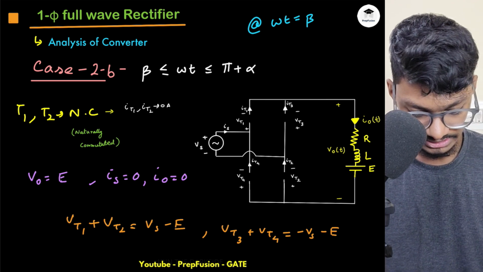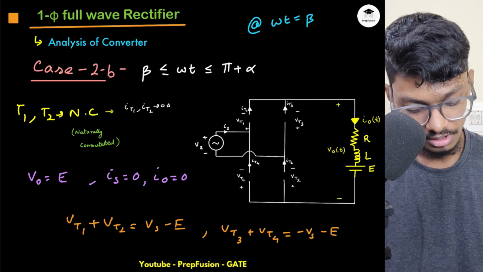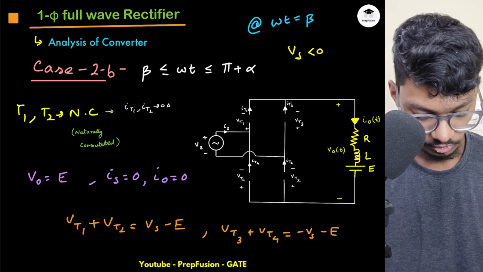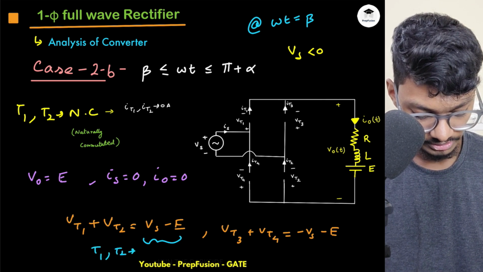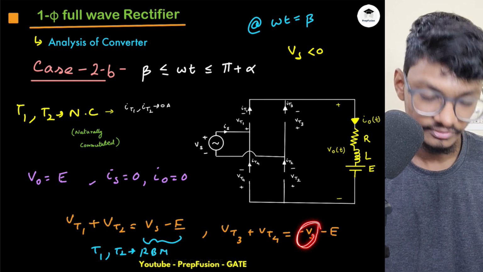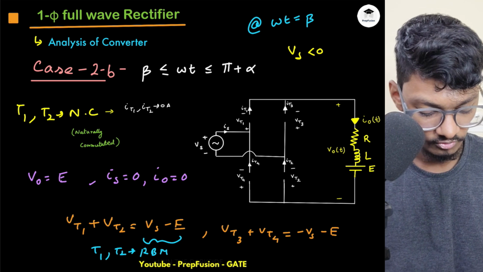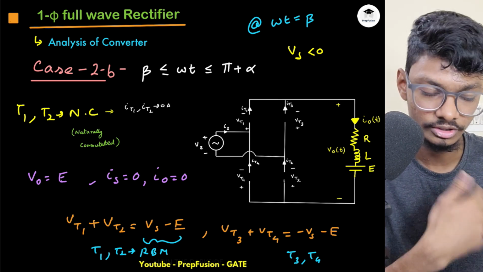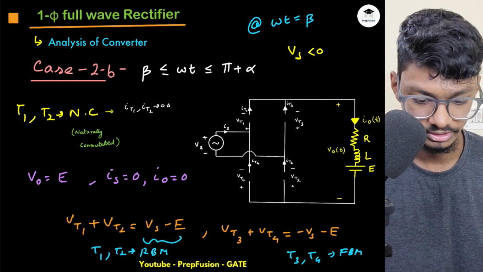One thing to remember is that whatever analysis I am doing, I am talking about the negative half cycle. So in the negative half cycle, my Vs is less than 0. If Vs is less than 0, then this whole thing is negative, so I can safely say T1 and T2 will be in the reverse blocking mode. And this is negative, and my assumption is it is greater than E, or it can be less than E also, it doesn't matter. Overall, T3 and T4 will be either in the reverse blocking mode or in the forward blocking mode, I don't care.